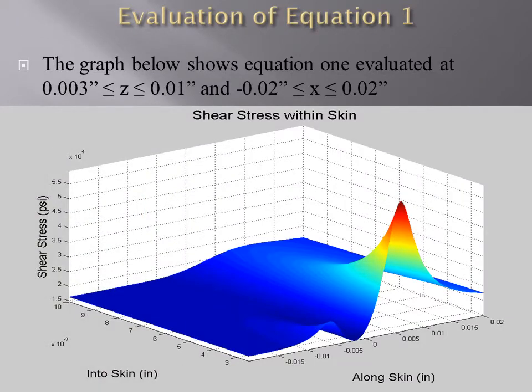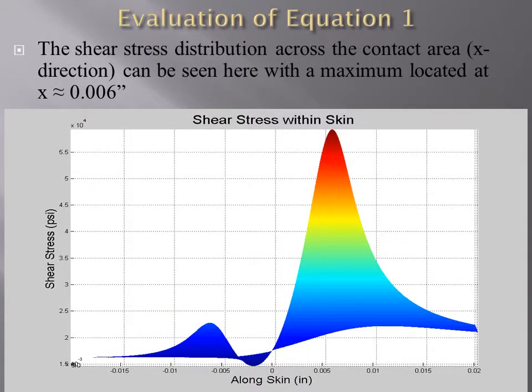This graph displays equation 1, evaluated with an applied force equal to 1 pound force and a contact area of 6/1000th of an inch. A maximum shear stress stands out. Let's take a closer look at the peak. When the shear stress is examined in reference to the x direction, the maximum value is located 6/1000th of an inch from the origin, or at the edge of the contact area.